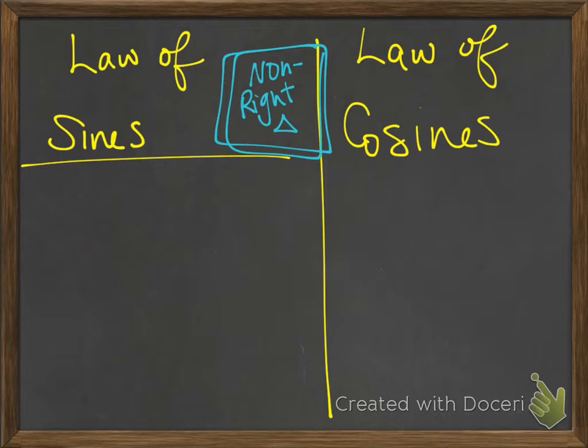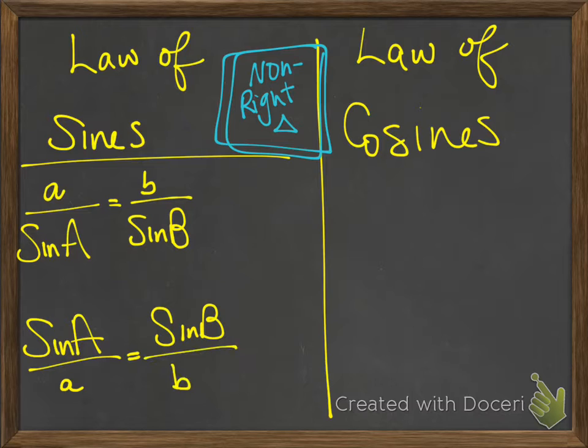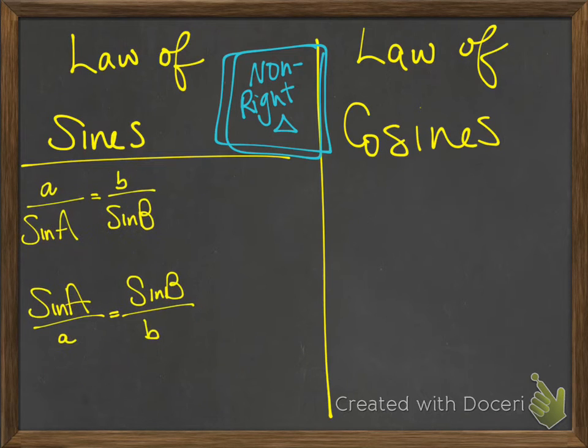Okay, in Law of Sines, you set up a proportion, and it could look like side A over sine of angle A equal to side B over sine of angle B. Or you could flip it, where you have sine of angle A over side A equals sine of angle B over side B. What mattered was you had corresponding parts on the top and the bottom. So A and A, B and B, and the top stayed the same. These are both side lengths, and these are both sine of an angle.